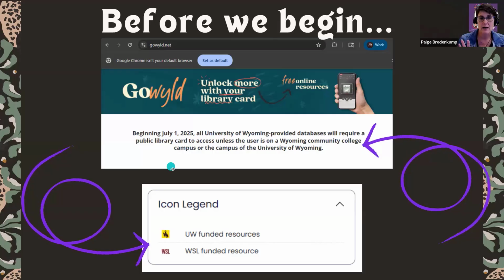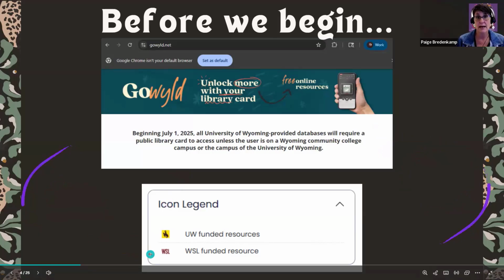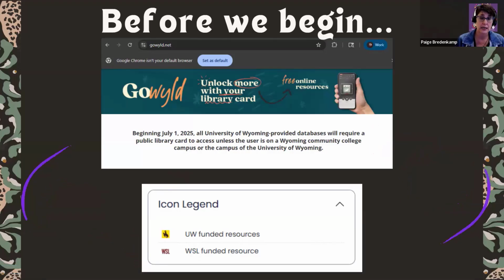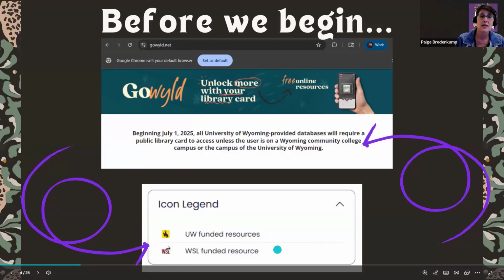If you are anywhere, like a school, a library, home, on the road, if you're on a community college campus or the campus of the University of Wyoming, you don't need a library card, you still have open access. Our Wyoming State Library funded resources are still open access in schools and in libraries, but you will continue to need a library card in order to access them if you're at home or anywhere else besides a school or library. UW provided resources have that little bucking bronco logo next to them. The state library provided resources have WSL. Perfect.